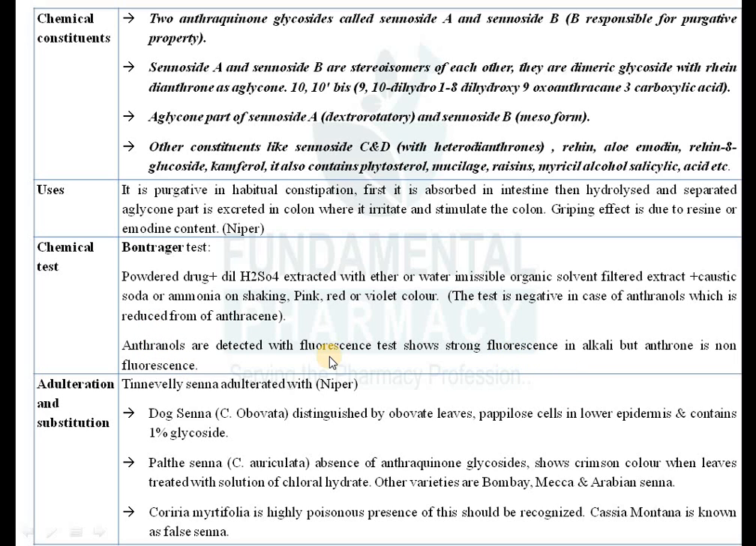This senna is adulterated with different varieties of senna. So adulteration and substitution: Tinnevelly senna is adulterated with different varieties of senna that can be used as adulterant. So you must be able to distinguish them. First one is dog senna. Dog senna is also known as Cassia obovata. It can be distinguished by the papillose cells in the lower epidermis, and it contains only 1% of glycoside.